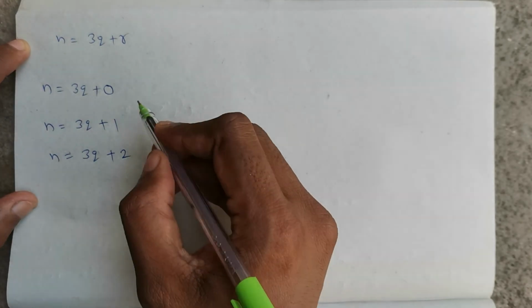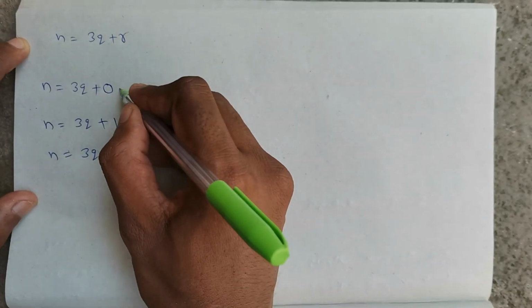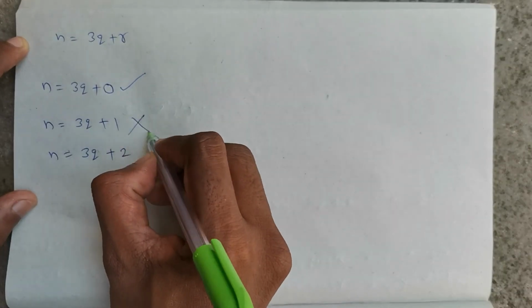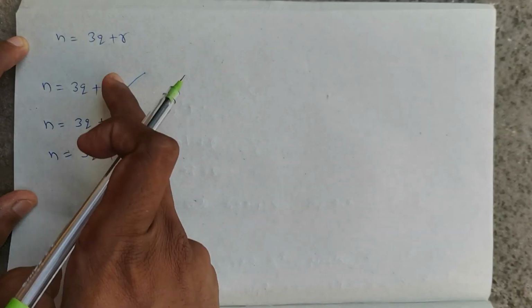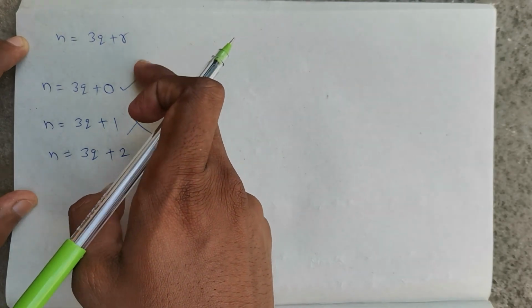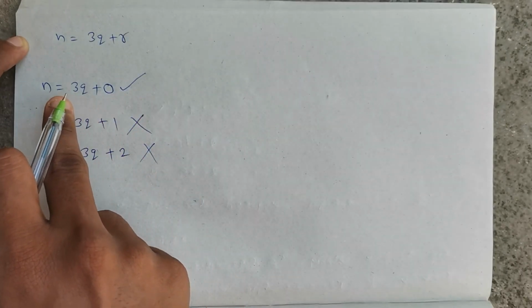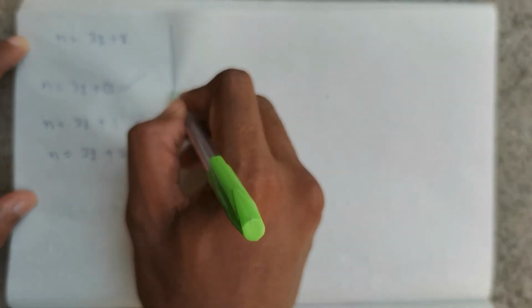Then what exactly do we need to show? One and only one out of n, n plus 2 and n plus 4 should be divisible by 3. Here remainder is 0, so this is divisible by 3. Here remainder is 1. It is not divisible by 3. Here remainder is 2. Not divisible by 3. So out of these 3, only 1 is divisible by 3. Now this is in the case of n.